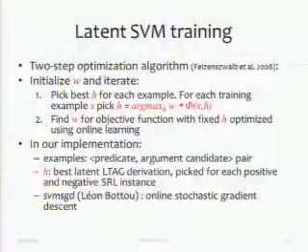Latent SVM training is a two-step optimization algorithm. First, initialize the weight vector W and iterate these two steps. First, pick the best hidden structure for each example. Then, for each instance, we have the fixed hidden structure, and we try to learn W for the objective function using some learning method. In our implementation, H is the best latent LTAG derivation tree, which we pick for each positive and negative instance. And we use SVM SGD, which is an implementation of a stochastic gradient descent algorithm.